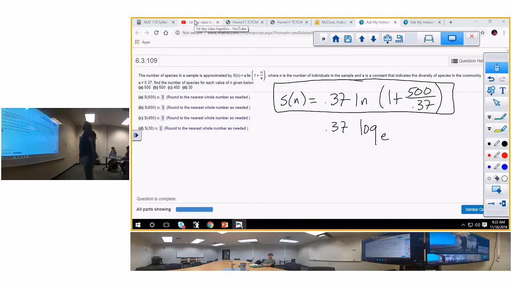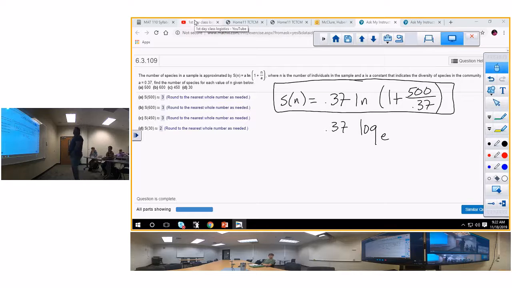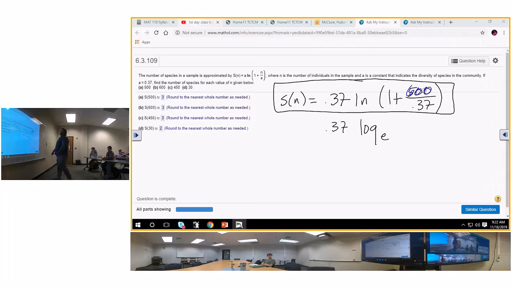Round to the nearest whole number, so that'd be 3. Okay? And the next one, what do you plug in? You plug in 600. And the next one you plug in 450. And the next one you plug in 30. So this is a calculator drill.